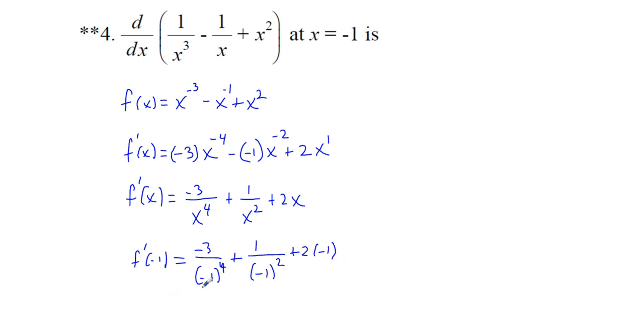So f prime of negative 1 is going to be negative 3 over negative 1 to the fourth power. Negative 1 to the fourth power is 1. So then negative 3 plus 1 minus 2. So we're going to get negative 4. So negative 4 will be this expression here, d dx of this expression at x equals negative 1.